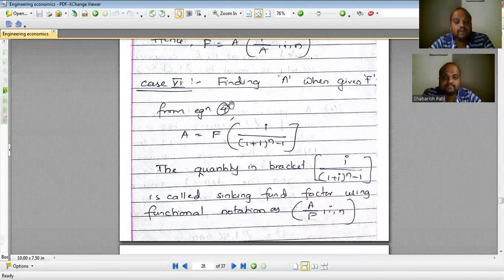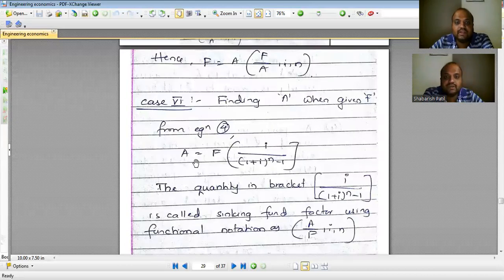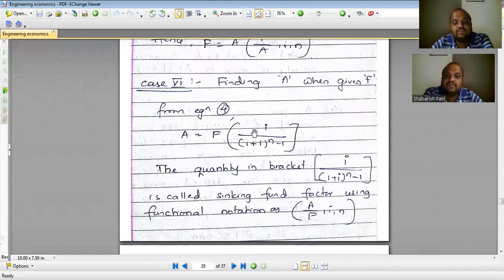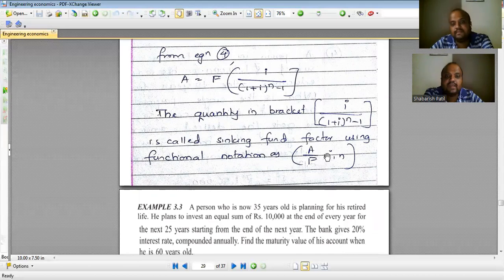Now the case is, if we know the future value, what will be the annuity? We'll have to use the same equation 4 here to get the annuity value. So the annuity becomes A is equal to F multiplied by I divided by ((1 plus I) raised to n minus 1). The quantity in the bracket is called the sinking fund factor, using functional notation A by F, comma I, comma n.